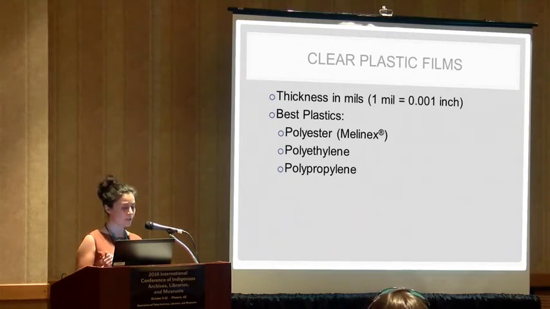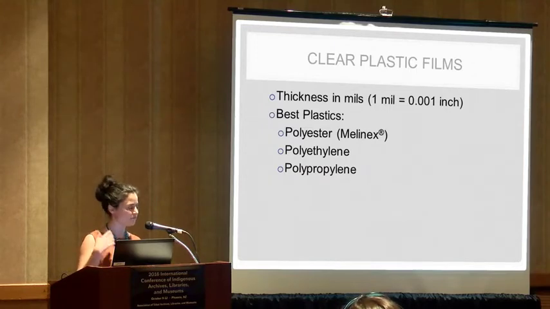Now for clear plastic film, the thickness is usually measured in mils, which is 1/1000th of an inch. Generally for housing, we like to use between 3 and 5 mils, depending on the strength of plastic you need. Obviously, the thicker the plastic, the more expensive it will be. And the best plastics to use in your collections, starting from probably the most stable, is polyester, which is sold under the brand name Melinex. It used to be called Mylar, but Mylar is no longer being manufactured as Mylar. Then polyethylene and polypropylene. And those you commonly see as the sheets with the three holes punched in them for negatives and that sort of thing.